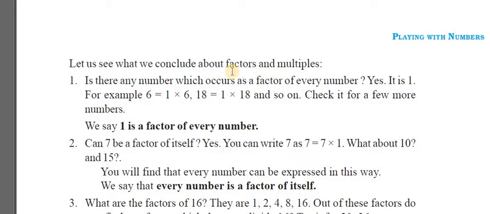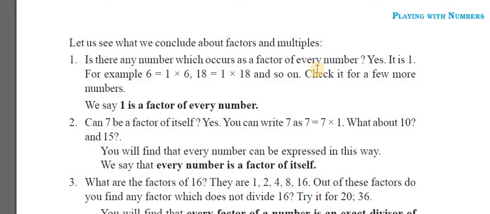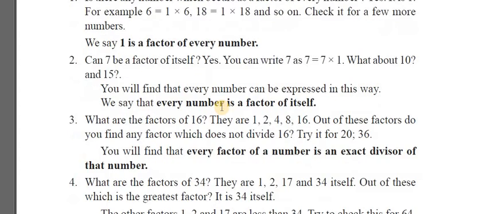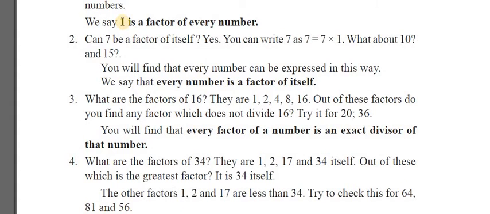So let us see what we conclude about factors and multiples. After finding the factors of different numbers, what did we finally decide? Is there any number which occurs as a factor of every number? Yes, nothing but 1. Whatever number you select, 1 is going to be a factor of it. Can 7 be a factor of itself? Means in the 7 table you will get 7? Yes, of course. So every number is a factor of itself. What we find out: 1 is a factor of every number and every number is a factor of itself.